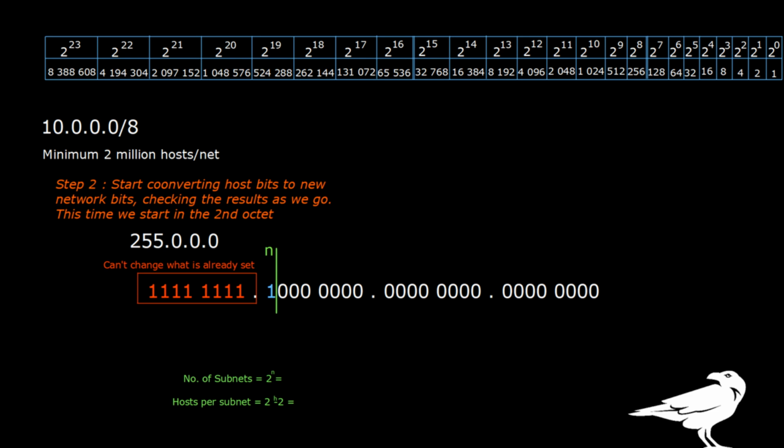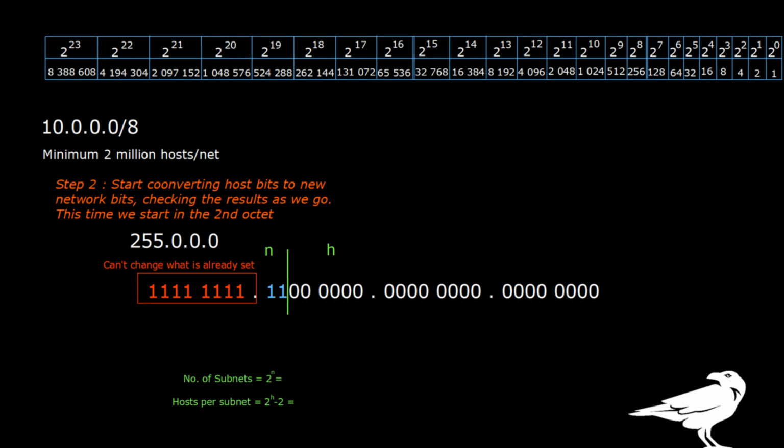So if I flip the first host bit to a 1 so that it becomes a new network bit, I will have 1 new network bit, that's 2 to the 1, which gives me 2 new subnets. And I've got 23 zeros left behind. Remember, we count all the zeros for the host bits. So 2 to the 23 minus 2 is 8,388,606. I think we could probably get close to that 2 million mark. Let's see if we can try.